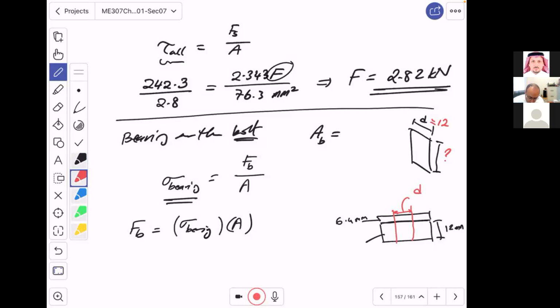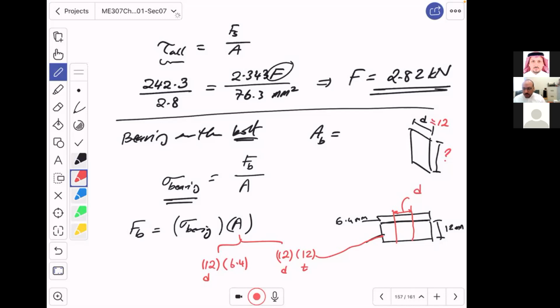Look carefully. If you use area as the diameter 12 multiplied by the 12, the 12 coming from this, the area will be large and the force will be large. What does that mean? It means I am telling you, go and put a large force. You can do that. While, if I use the area as the diameter 12, this one is the thickness, this is the diameter, by 6.4, then I will get a lower force. Now, a lower force means you should not exceed this lower force. So the lower force is more scary.